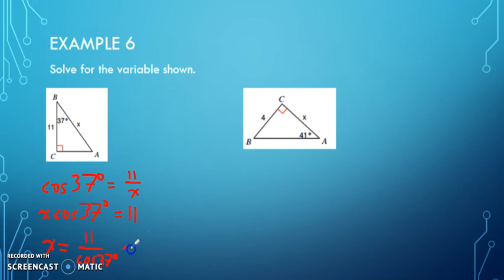So for now, I'm just going to round our answer to 3 decimal places. That's usually a good standard for trig functions, and I'm getting approximately 13.773. Next one, very similar idea.